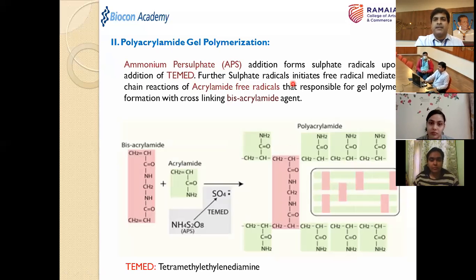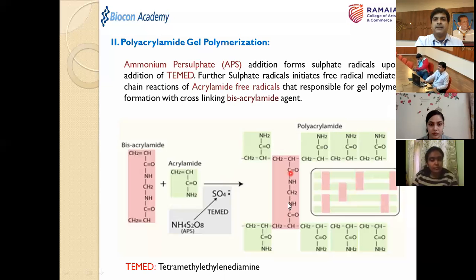Then the second part of SDS page is gel polymerization. Gel polymerization in case of polyacrylamide gel electrophoresis is mediated by a free radical reaction. When you add ammonium persulfate, followed by TEMED, this TEMED is the trigger for ammonium persulfate to form the sulfate free radicals. Then these sulfate free radicals are responsible for formation of the acrylamide bisacrylamide meshwork.